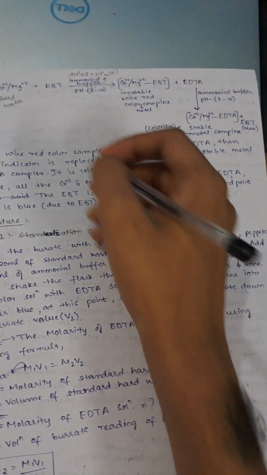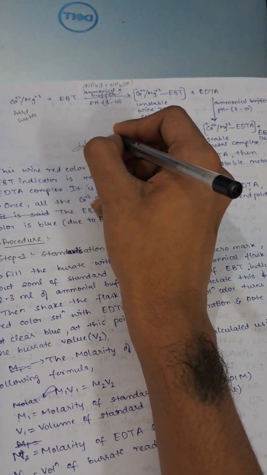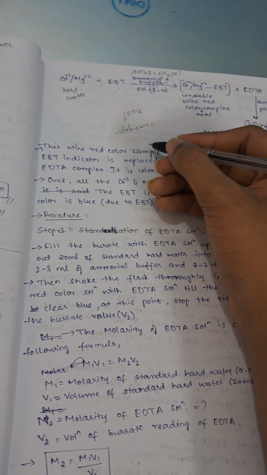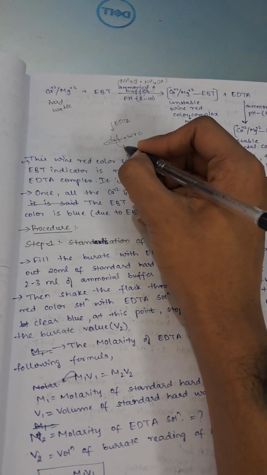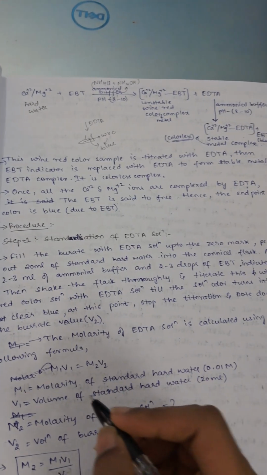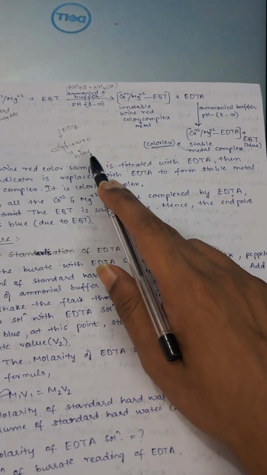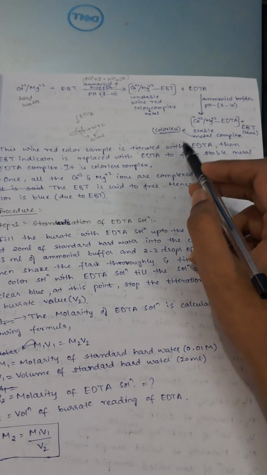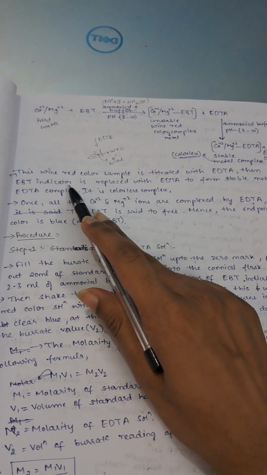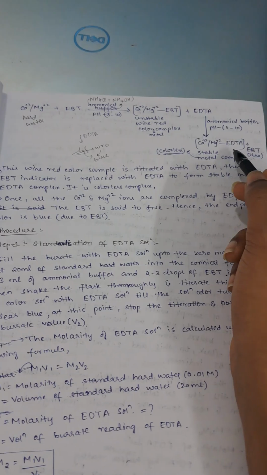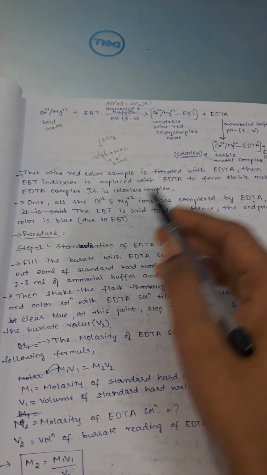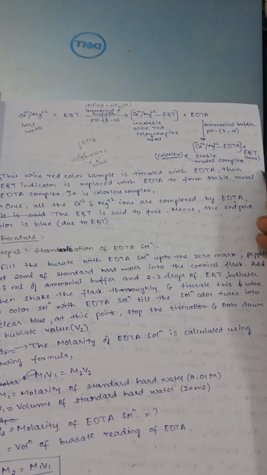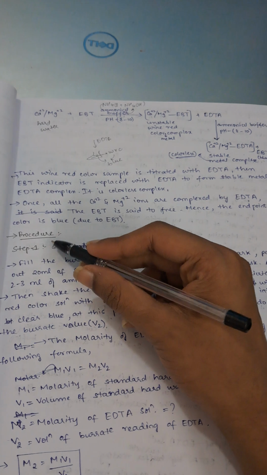In this wine red complex, if you titrate with EDTA and shake well, the color changes from wine red to clear blue, which is a stable metal complex. When you add EDTA, the calcium or magnesium ions form a complex with EDTA. So the EBT is replaced by EDTA and EBT is freed. All calcium and magnesium ions are complexed by EDTA, and the EBT is free. Hence the endpoint is blue in color.